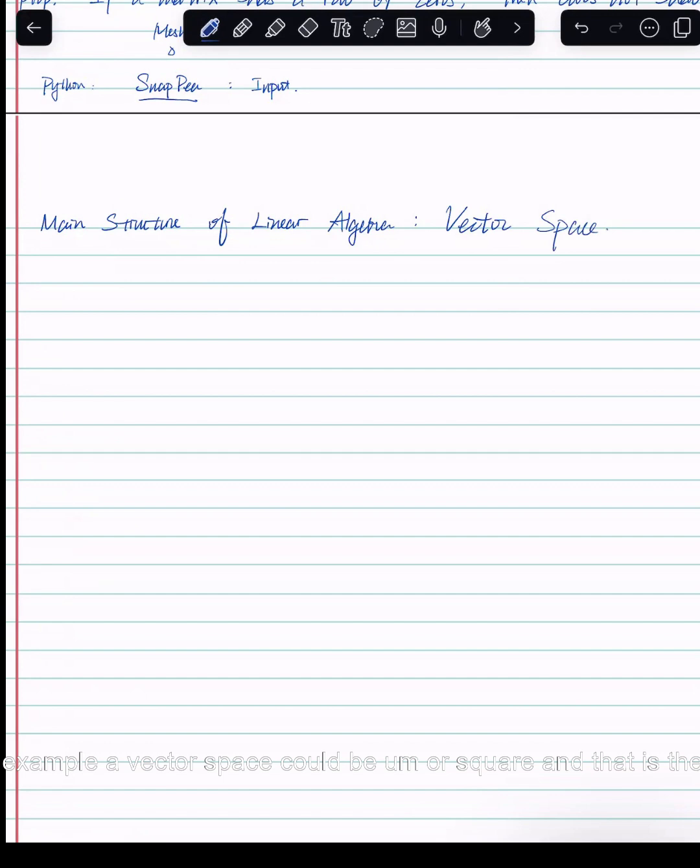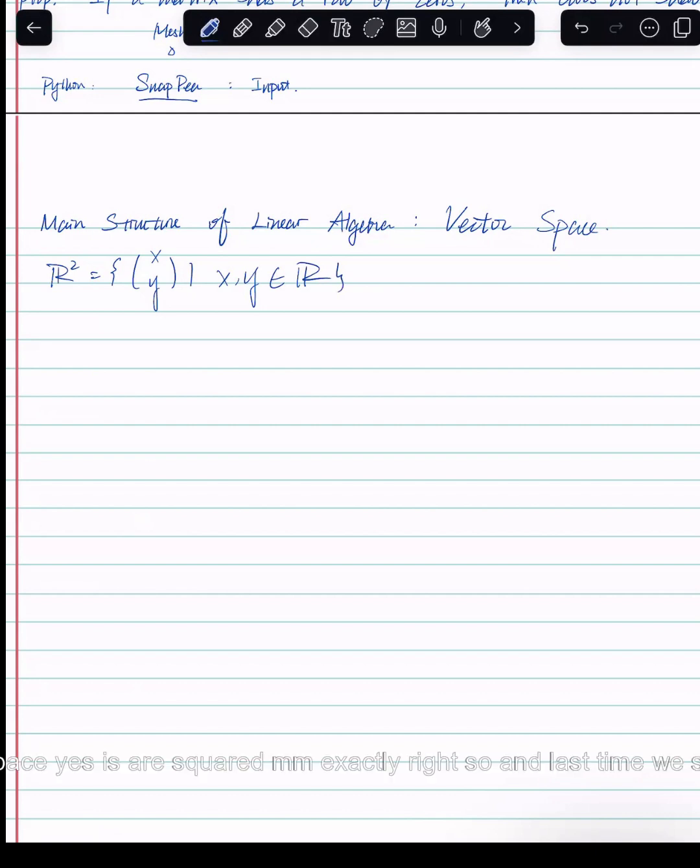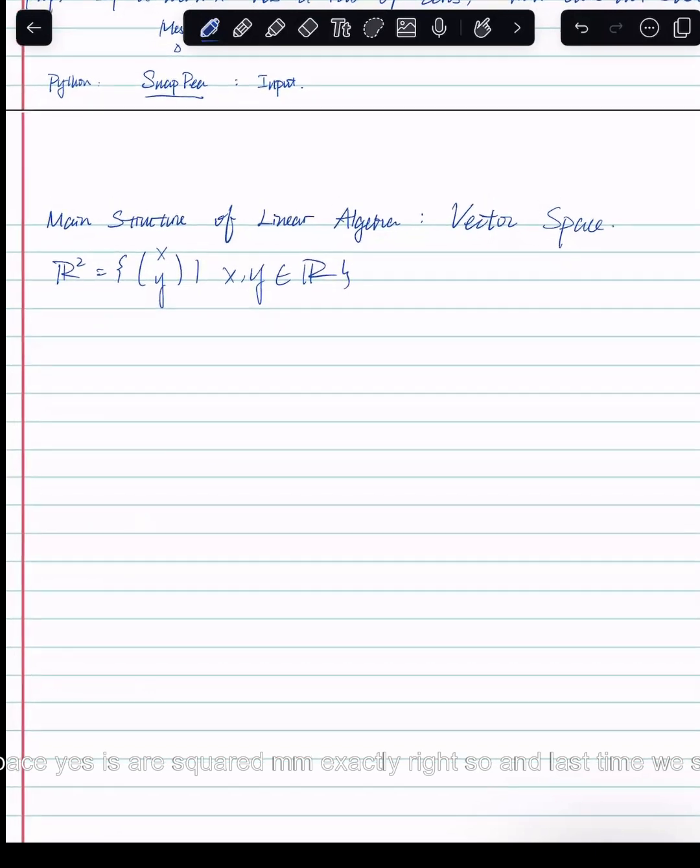So the main structure in linear algebra is the vector space. For example, a vector space could be R squared, and that is basically if we have a vector x, y, or we write it as a column vector, and both x and y are in the real number space. So the two-dimensional space is R squared. Exactly.